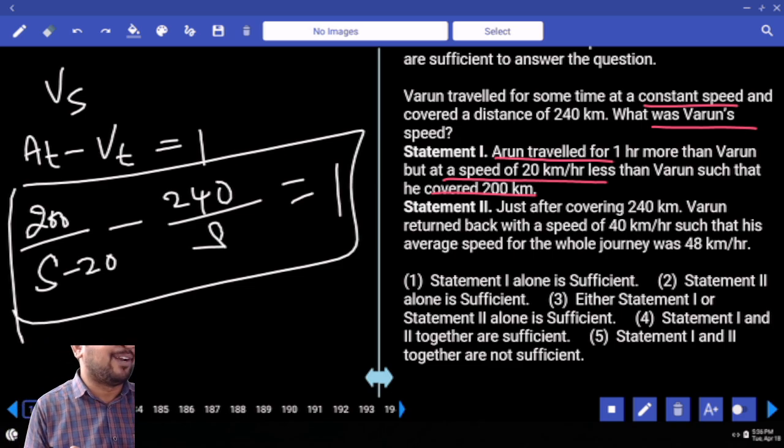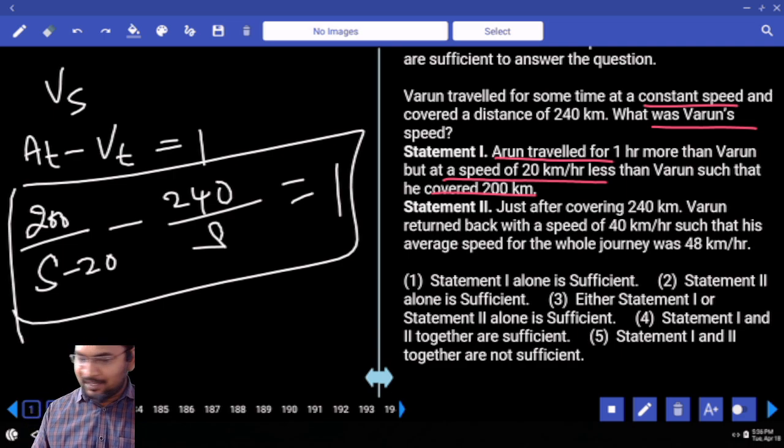No need to solve that one. How much is S? We don't want. Yes, answer is possible. By using 1 alone, answer is possible. Statement 1 alone is sufficient to say the answer. But don't pick the option 1 alone. You have to check the second statement also.